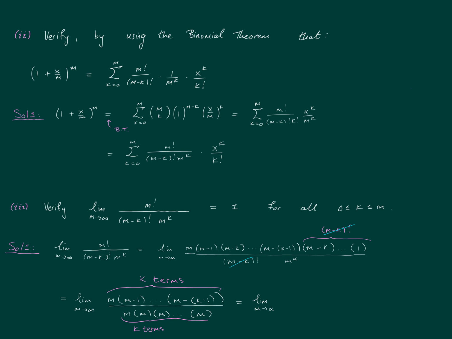So divide the first m on the bottom into the first m on the top, we just get 1. Divide the m on the bottom into the m minus 1, and we get 1 minus 1 over m. All the way down to 1 minus (k minus 1) over m. And each one of these individually limits to 1, so the product limits to 1. And we get exactly what we were asked to prove.